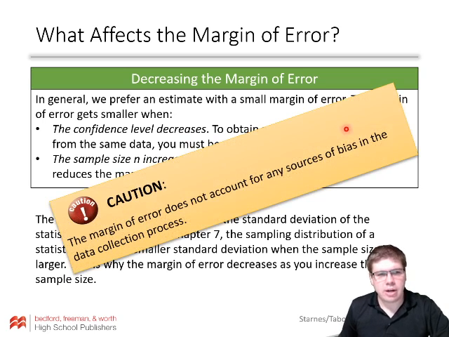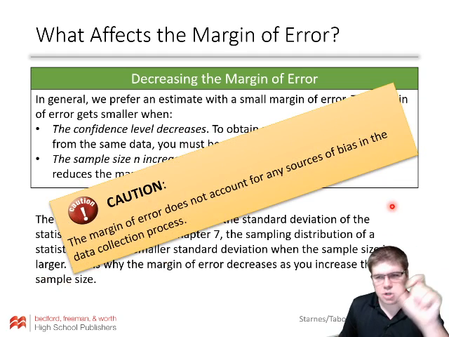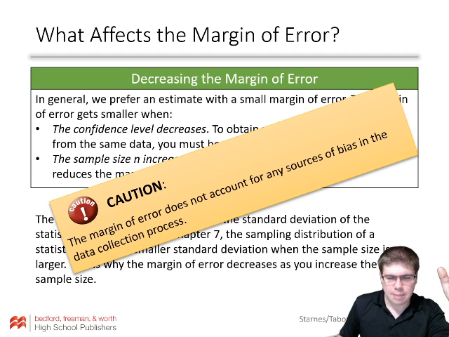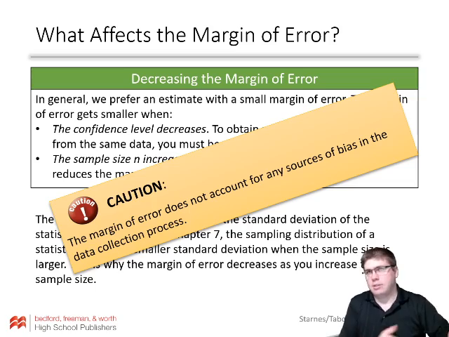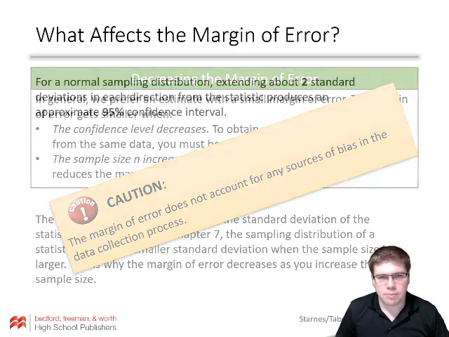So the margin of error does not account for any source of bias in the data collection process. That margin of error only accounts for sampling variability. If you're biased, then the margin of error doesn't take that into account.